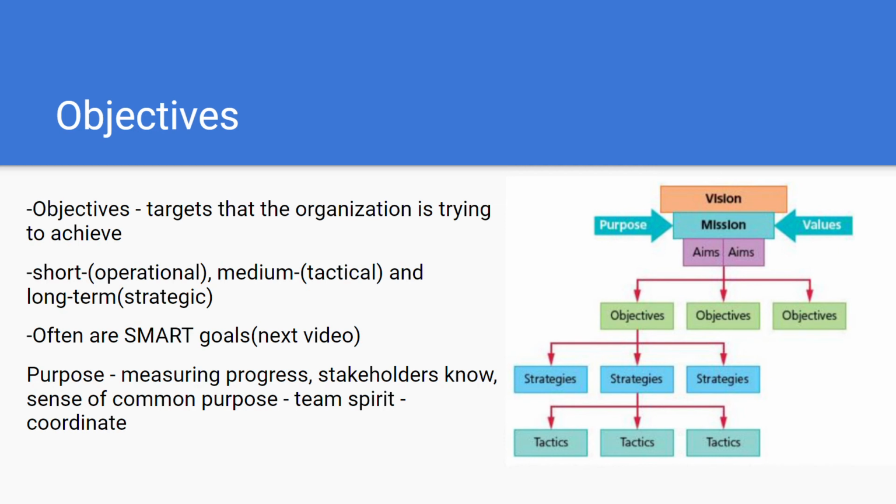Objectives, and especially operational objectives, are often SMART goals, and I will be talking to you about SMART goals in my next video. Please look at that, because SMART goals is something you can implement in answering questions in the IB papers. The purpose of objectives is that they measure progress well because they're more specific. They also let the stakeholders know what the organization is trying to achieve. They give the employees and the organization a sense of common purpose, and help create team spirit and coordination between employees in the organization.